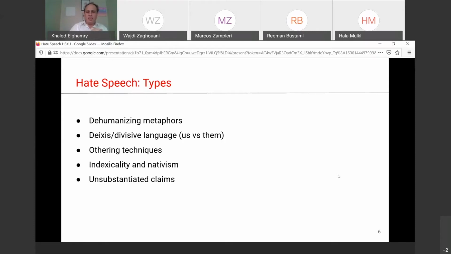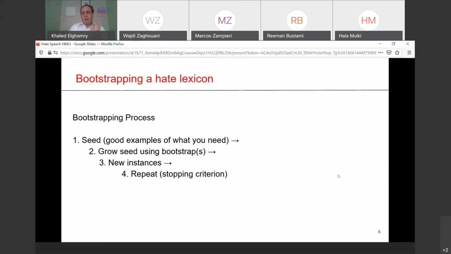The fifth type is unsubstantiated claims, where you just attach an opinion to the target that has not been supported by any concrete evidence. Flawed argumentation is based on logical fallacies, used to attribute some bad features or opinions to the targets of hate. Okay, so given this, the first step for me was how to bootstrap a hate speech lexicon for Arabic.